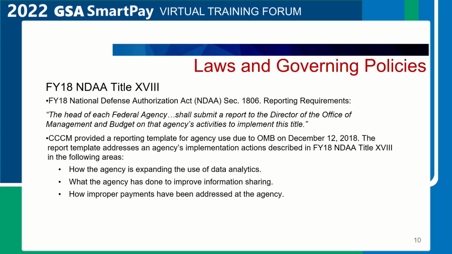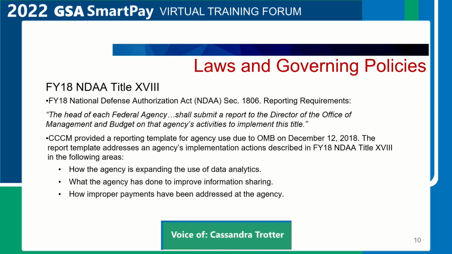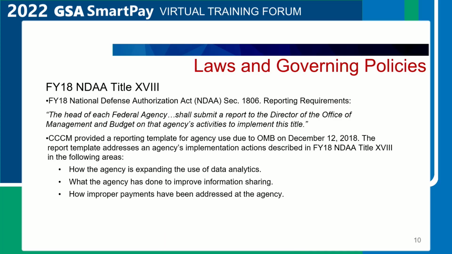So now we're going to talk about the NDAA Title, Fiscal Year 18 National Defense Authorization Act, also known as Public Law 115-91, saving federal dollars through better use of government purchase and travel cards. We will pay specific attention to reporting requirements in Section 1806C. This section references reporting requirements. It requires each agency to report their activities toward implementing the requirements of the title to OMB.